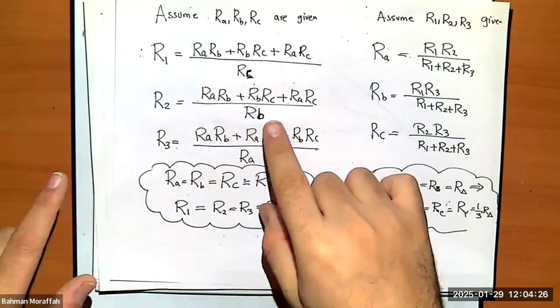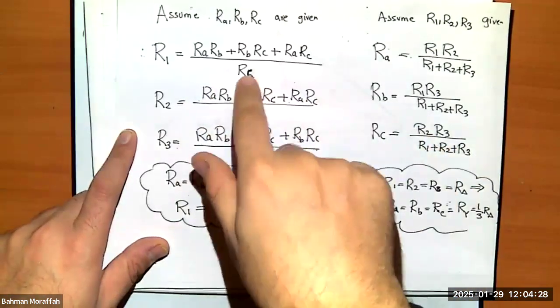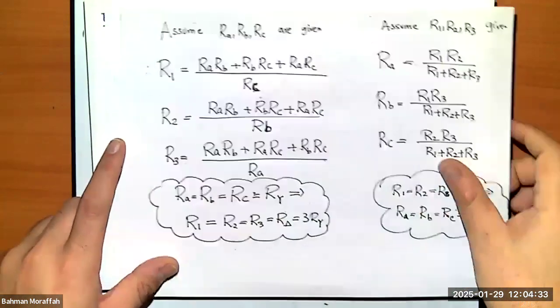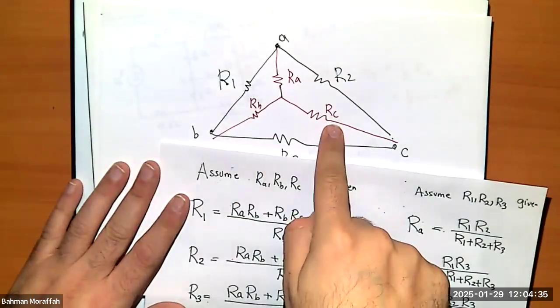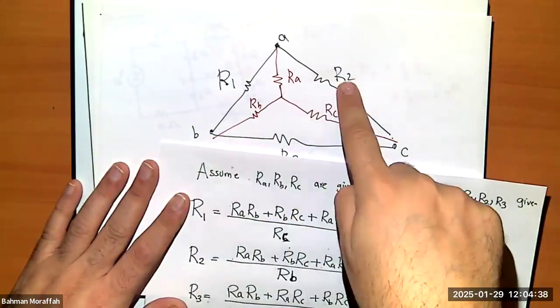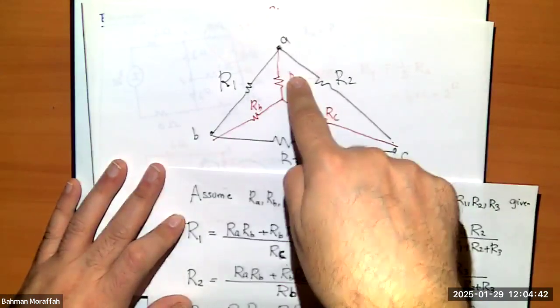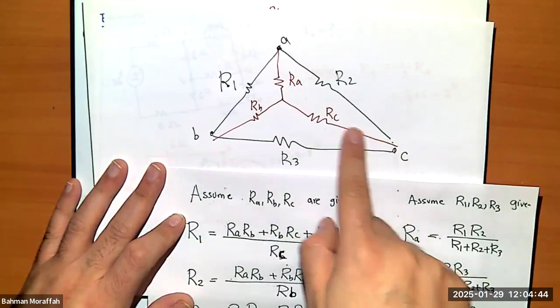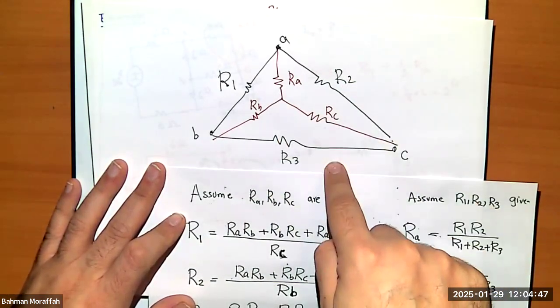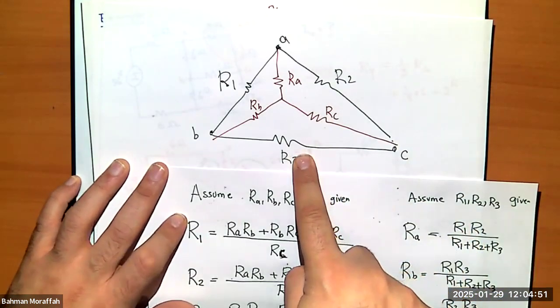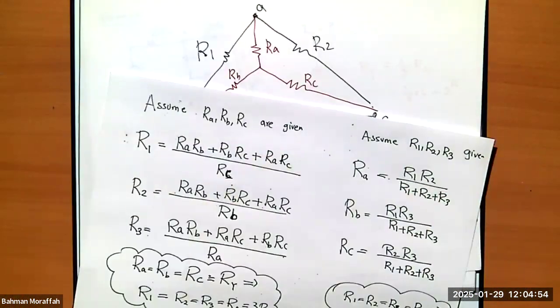Again, I want to just go back to this one. What goes on the denominator here is what this R1 is seeing. In this case, this R1 is seeing RC. This R2 is seeing RB. This R3 is seeing RA. And if I want to find, for example, this RC is located between these two, so the numerator is going to be this times this, right? Is that clear to everybody? Does that make sense what we're doing?